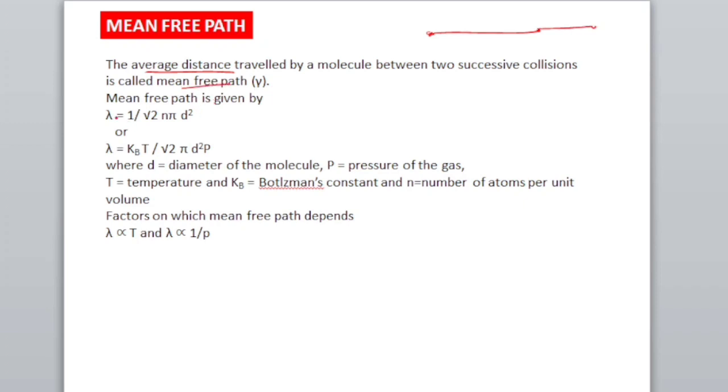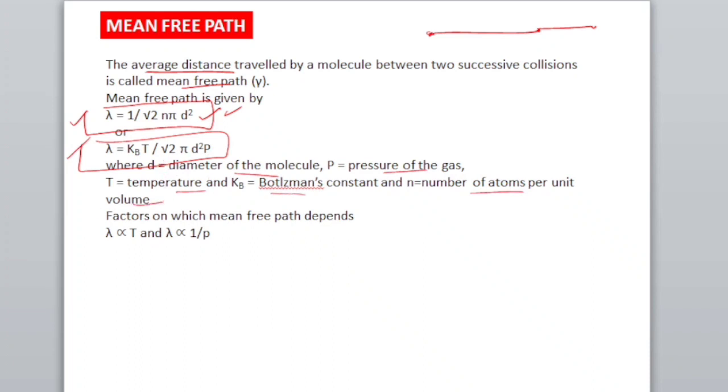And just remember this formula also; no need to derive it. Two formulas are there. Mean free path is given by 1 by root 2 n pi d squared, or you can write it in terms of the Boltzmann constant as kBT by root 2 pi d squared p, where d is the diameter of the molecule, p is the pressure of the gas, T is the temperature, kB is the Boltzmann constant, and n is the number of atoms per unit volume, the number density.